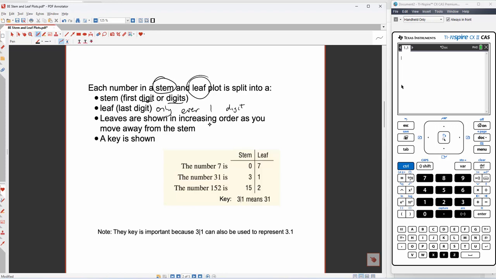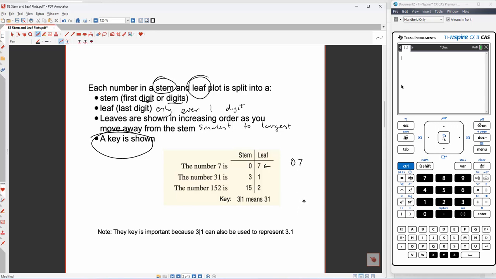Leaves are shown in increasing order as you move away from the stem, so that is smallest to largest. And we generally show a key to explain how to use our stem and leaf plot. Okay, so here's an example. The number 7 on the stem and leaf plot would be represented by attaching this value here, the leaf, to the stem. So we'd put the stem there and the leaf there.